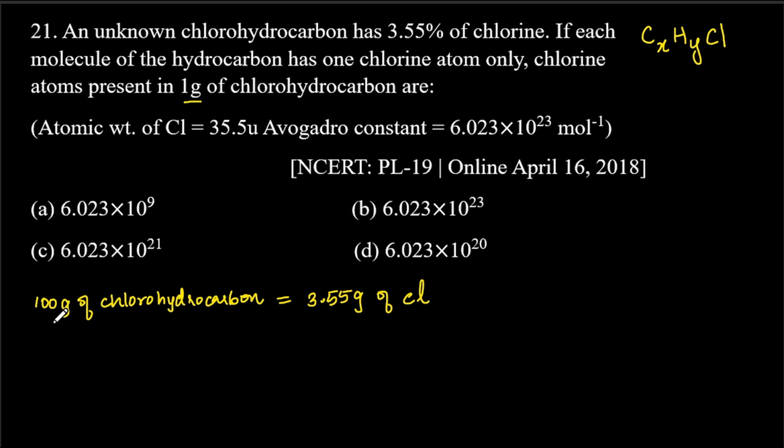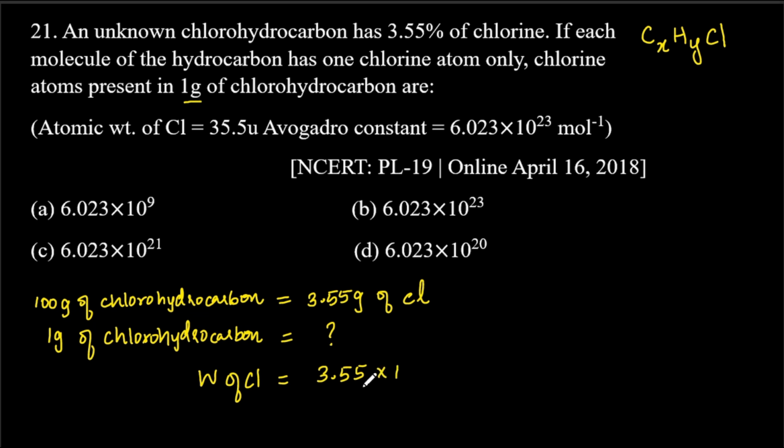We have already written that 100 grams of chlorohydrocarbon contains 3.55 gram of chlorine. Then 1 gram of chlorohydrocarbon contains how many grams of chlorine? Just by cross multiplication we can find the weight of chlorine. So the weight of chlorine is 3.55 multiplied by 1 divided by 100. Here we will get the answer as 0.0355 gram. But in this question, we have to find the number of chlorine atoms.